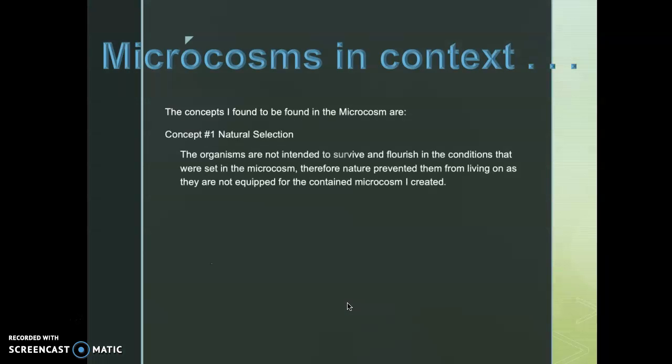So the concepts I found to be in the microcosm are, number one, natural selection. The organisms are not intended to survive and flourish in the conditions that are set, that being an airtight mason jar. Therefore, nature had selected them to die. They'll last so long, and that's it.